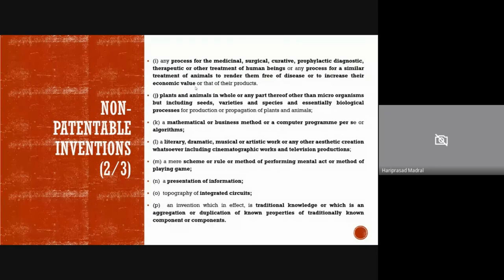Then the last one is the traditional knowledge, or which is an aggregation or duplication of known properties of traditional known component or components. Here the traditional knowledge which is already there, then the duplication of that particular knowledge, ideas which are based on the traditional knowledge or the duplication of the traditional knowledge, they are not considered to be patentable according to the patent law.